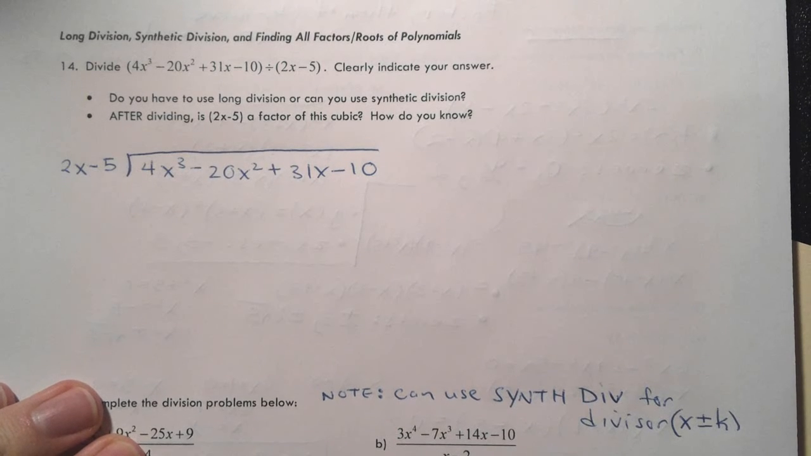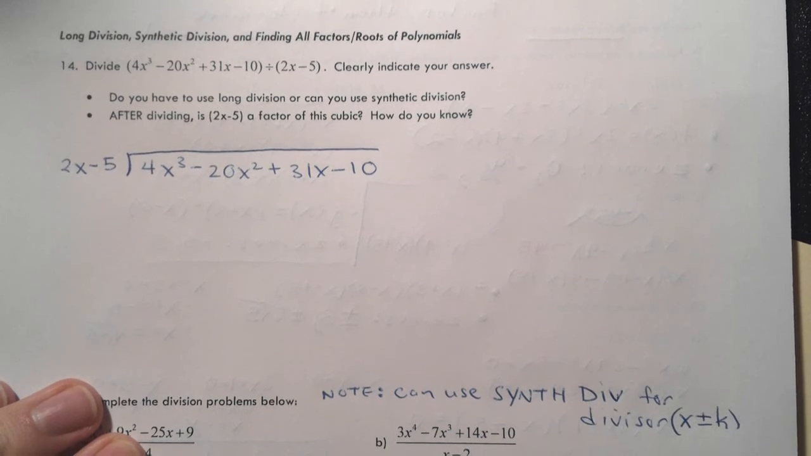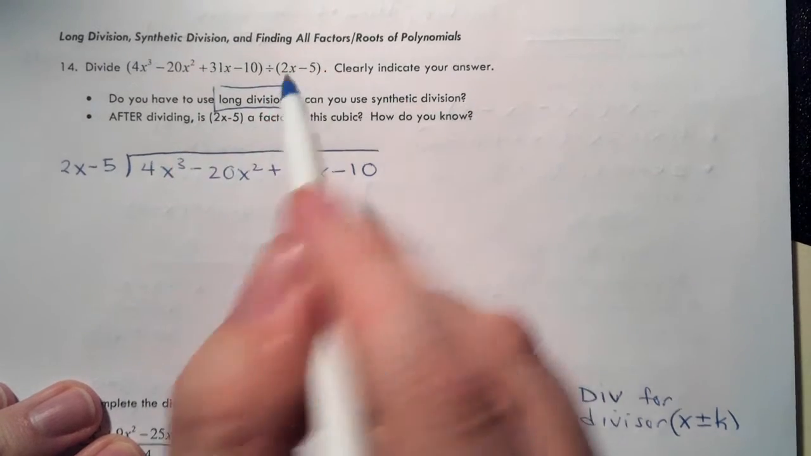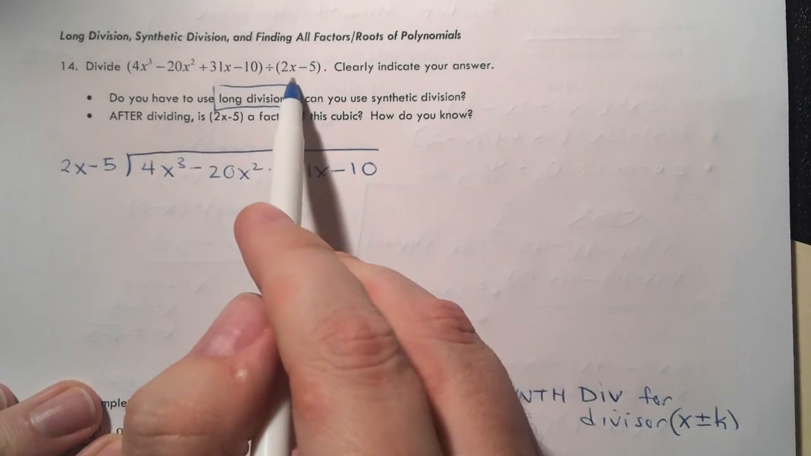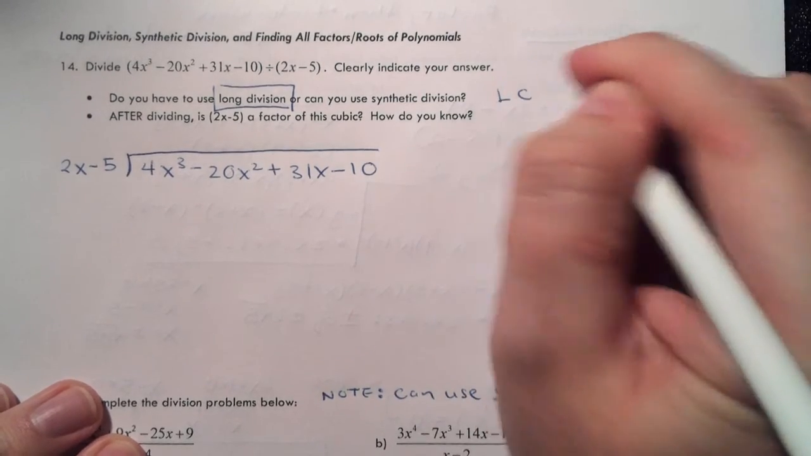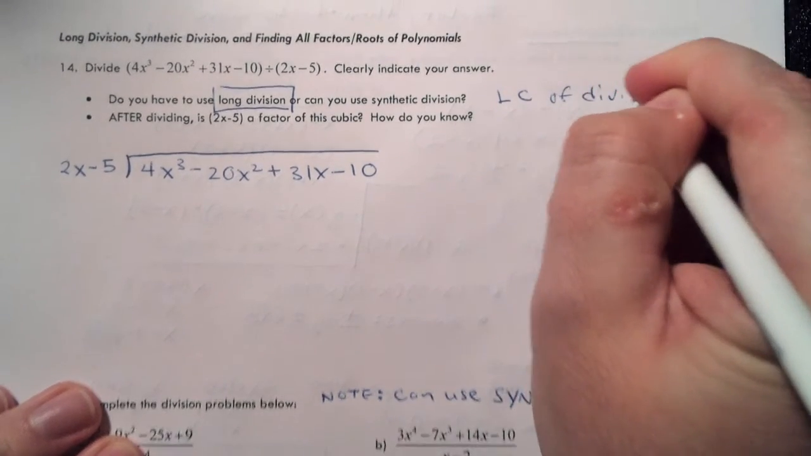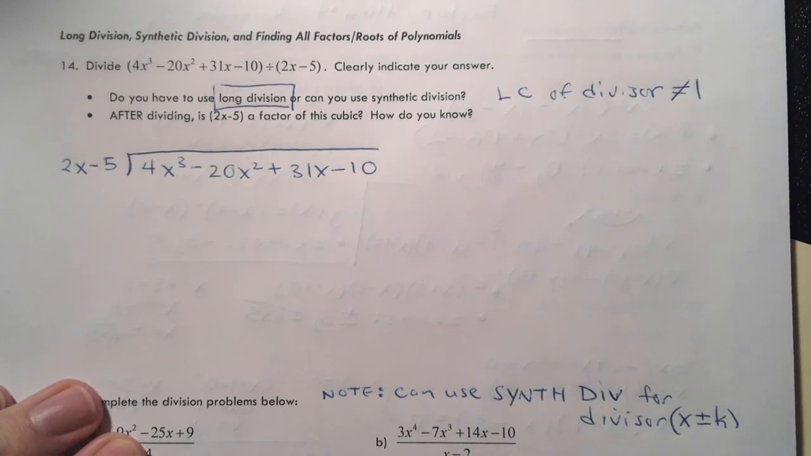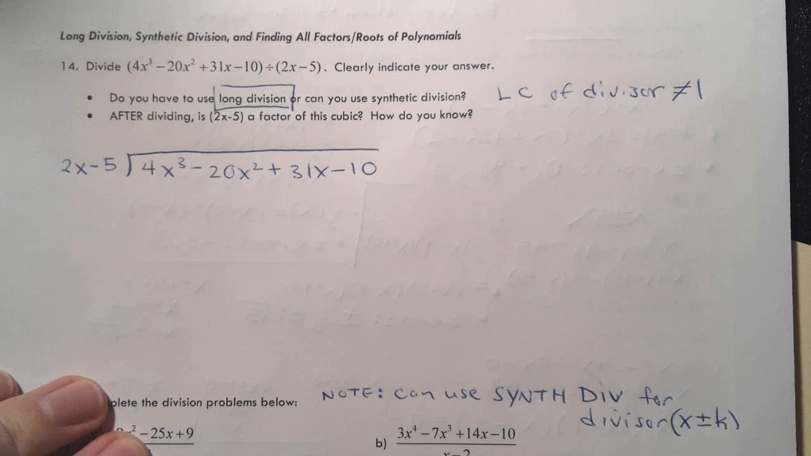So first off, you're given this problem right here, and you're asked, do you have to use long division or can you use synthetic division? Well, the answer is you must use long division. And we know this because our divisor has a leading coefficient that's not 1.